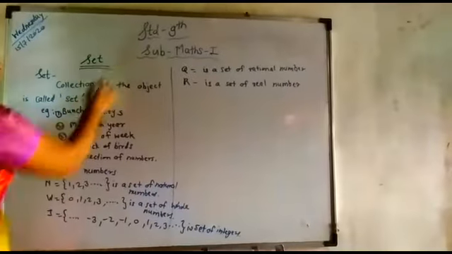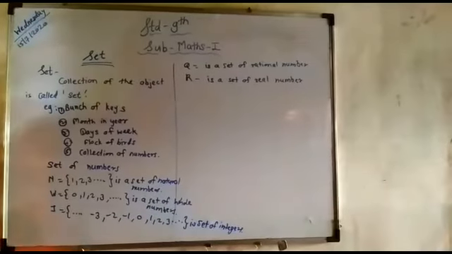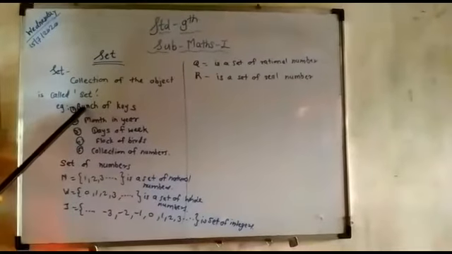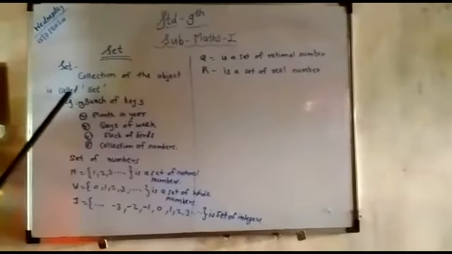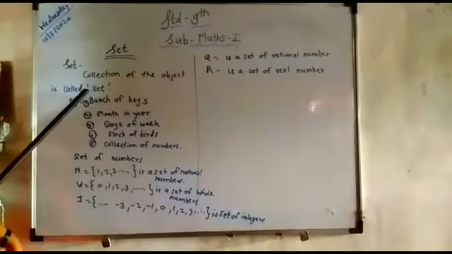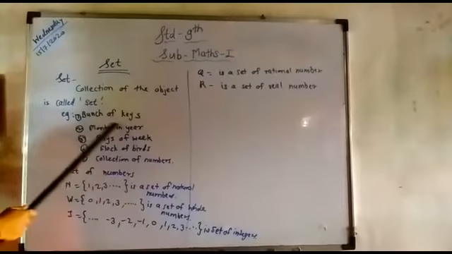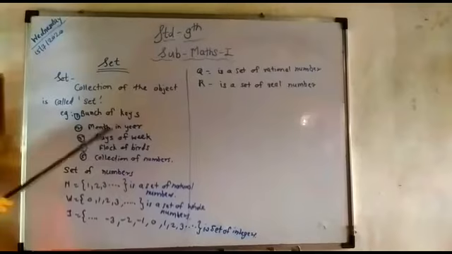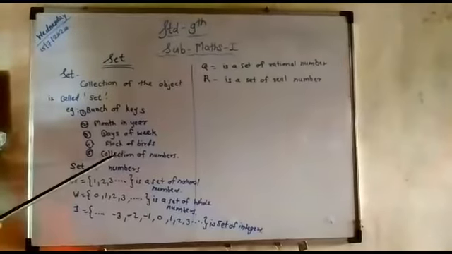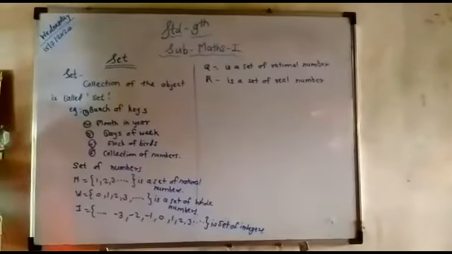First we know the definition of the set. A set is a collection of objects. It means we group or combine many objects together, and they are called a set. For example, a bunch of keys, months in the year, days of the week, a flock of birds, a collection of numbers. We know the sets of numbers.